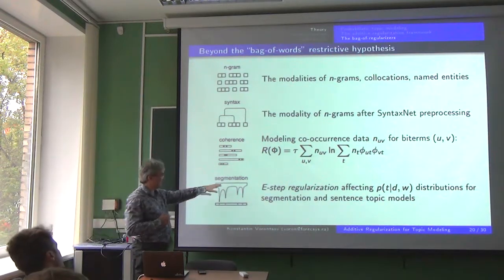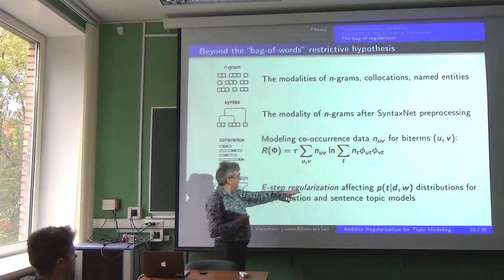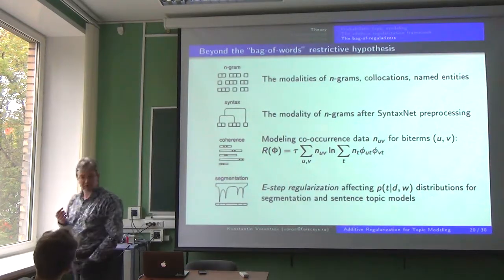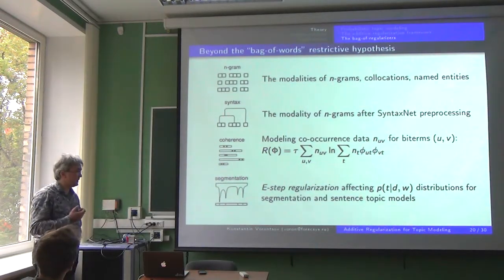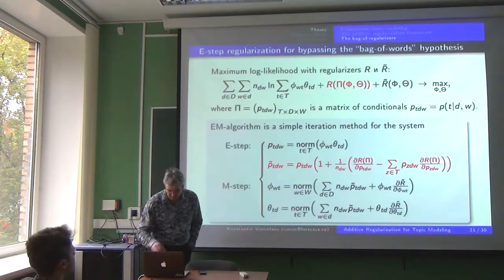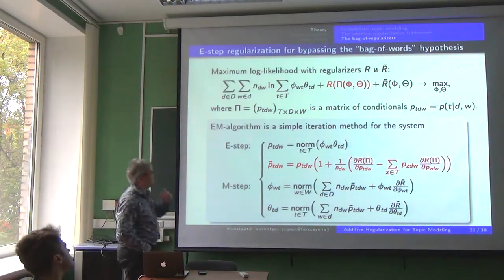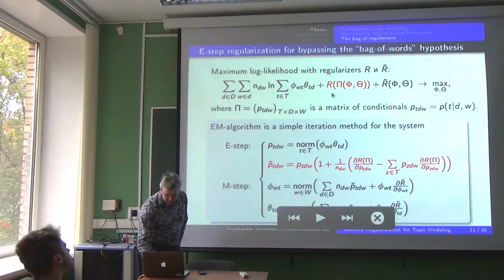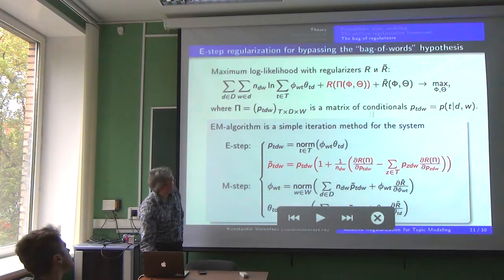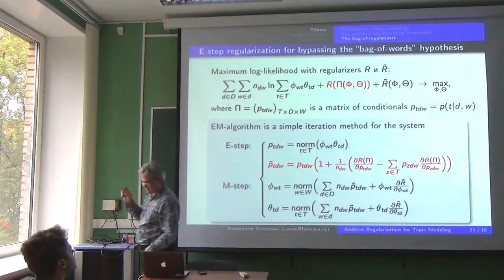And finally, we know how to build regularized topic models that make segmentation of texts. This is also beyond the bag of words hypothesis. How to do this? We use a regularizer that is a function of hidden probabilities of topics for each word in each document. This is a three-dimensional matrix.